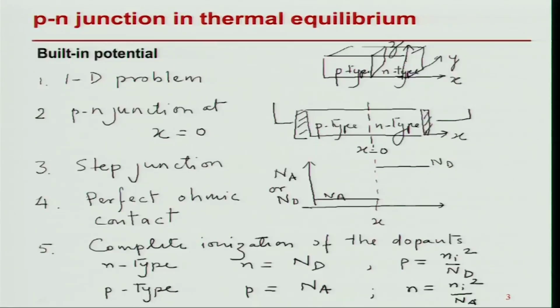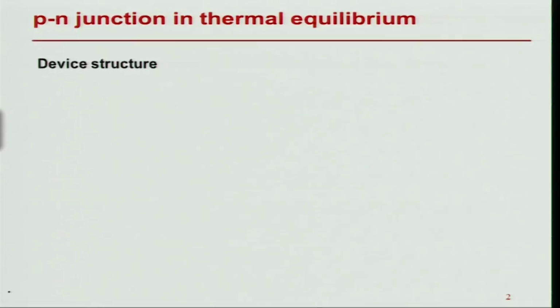Now, with these assumptions I am going to start our discussion on how is the electrostatics in a thermal equilibrium of a p-n junction. So, the next topic I am going to cover is the built-in potential in a p-n junction. How is the built-in potential in a p-n junction developed? So, already described by me the device structure. My device structure is defined in this manner in one dimension. At x is equal to 0 I have the junction, and if I want to bring these two together, what would be the built-in potential?